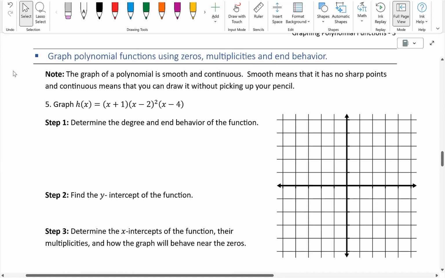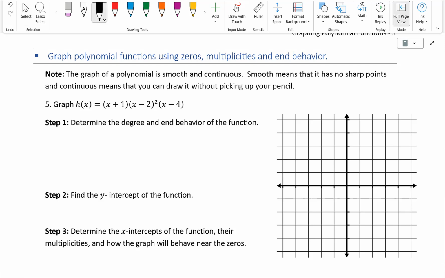All right, let's put some of it together. So we're going to graph polynomial functions using zeros, multiplicities, and behavior. Note the graph of a polynomial is smooth and continuous. Smooth means that it has no sharp points. Think like absolute value. And continuous means you can draw it without picking up your pencil, like we've talked about. For 5, then, we want to graph h of x equals x plus 1 times our quantity x minus 2 squared times x minus 4.